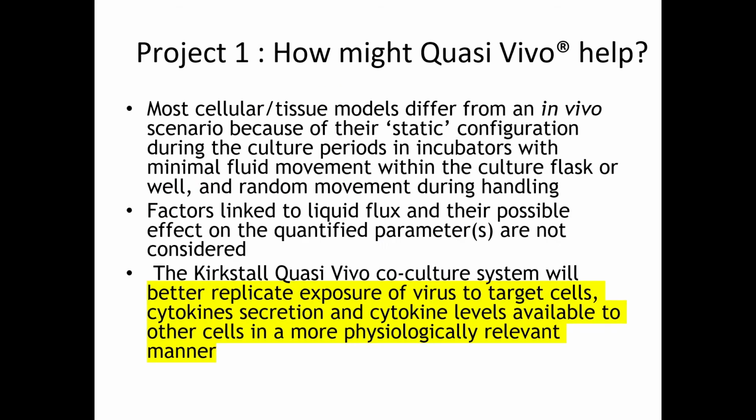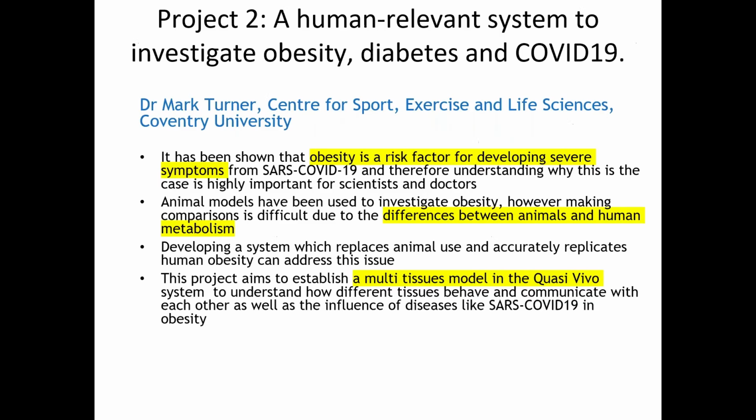Clearly the flow properties of the Quasi Vivo system are crucial in this sort of experiment, because they want to have a liquid flux, the media flowing past, and they're going to not only try and replicate the way that the virus comes from the blood into the lungs, but also look at the activity of the cells, cytokine secretion going back into the blood from the infected cells. So those are the simple objectives of that experiment.